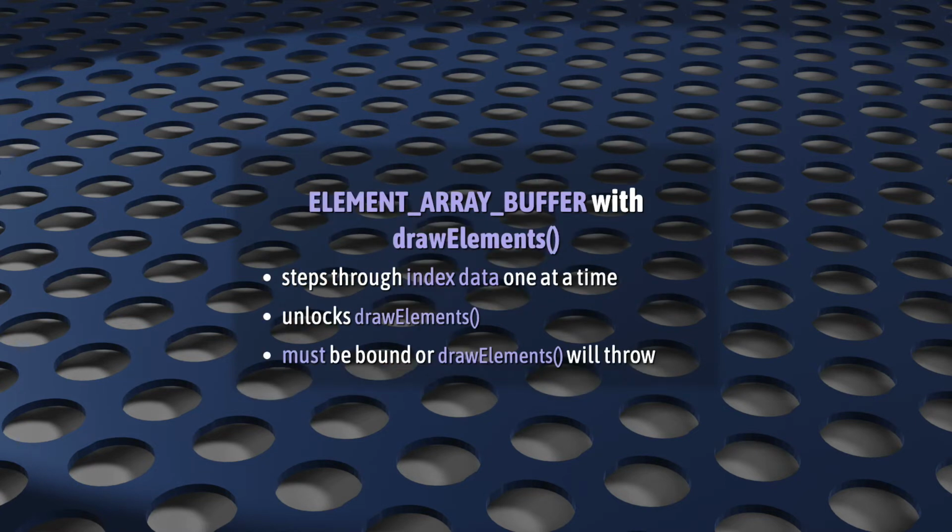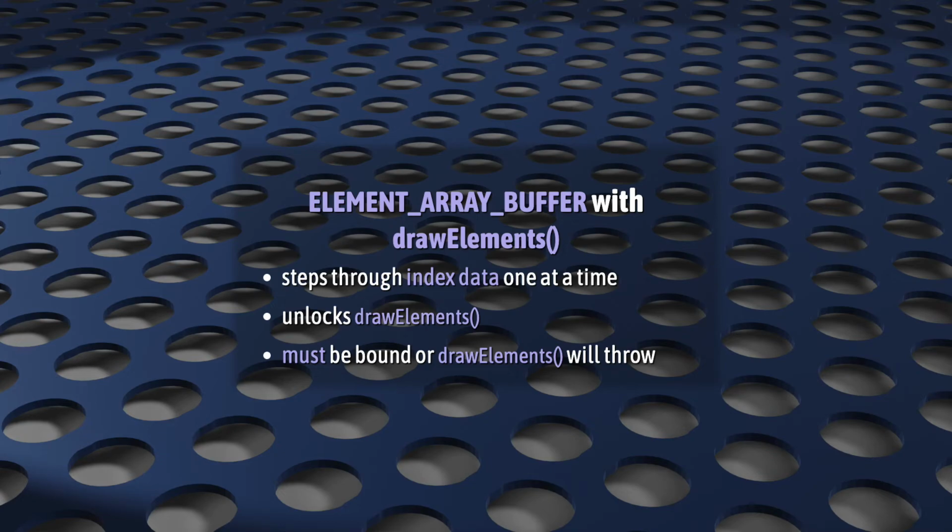Element array buffer, on the other hand, has the behavior of stepping through index values, integers, simply one at a time, vertex by vertex. It also unlocks the function drawElements itself. This is important. It's one of these annoying WebGL functions that will throw an error when a certain object isn't bound to a certain target, and if you call drawElements, you'll throw an error if a buffer isn't bound to the element array buffer target. Anyway, more on this in the next video.